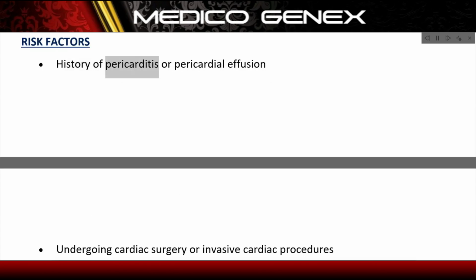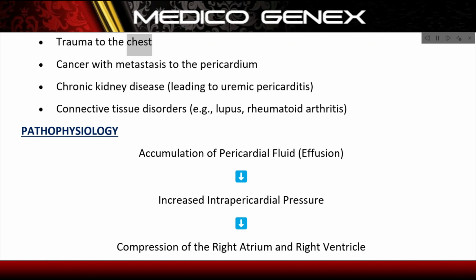Risk factors. History of pericarditis or pericardial effusion. Undergoing cardiac surgery or invasive cardiac procedures. Trauma to the chest. Cancer with metastasis to the pericardium. Chronic kidney disease, leading to uremic pericarditis. Connective tissue disorders, example lupus, rheumatoid arthritis.